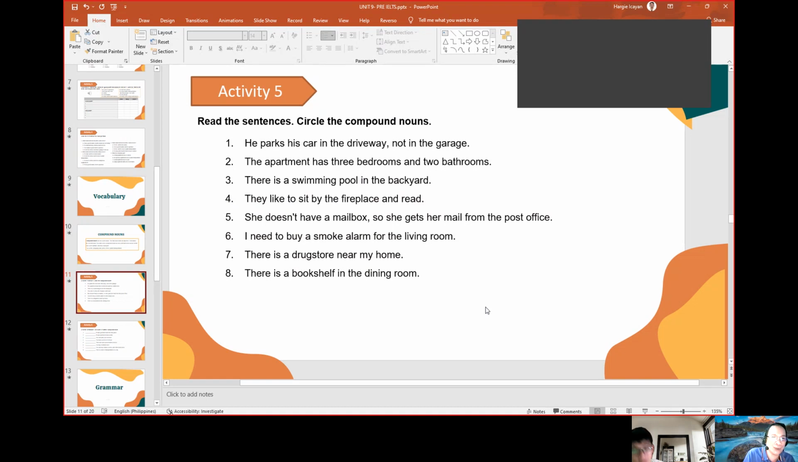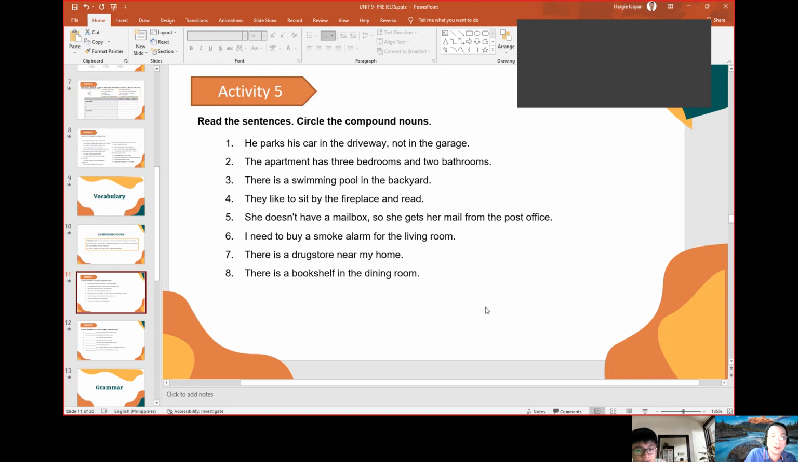Very good. Number two. The apartment has three bedrooms and two bathrooms. What are the compound nouns? There are two compound nouns in this sentence. First, bedroom, the second, bathroom. Okay, so there are two: bedrooms and bathrooms. That's correct. Number three. There is a swimming pool in the backyard.